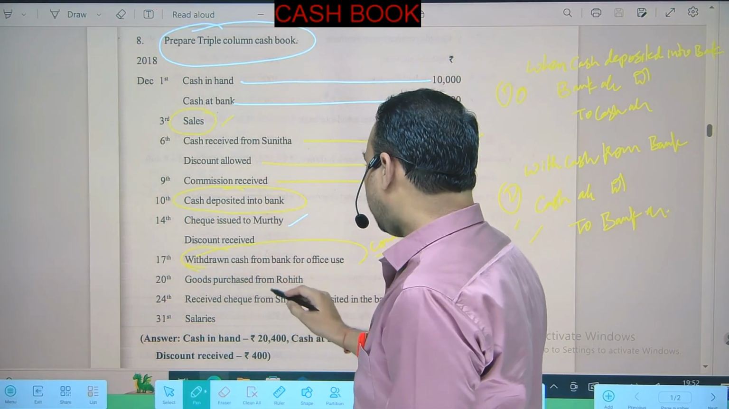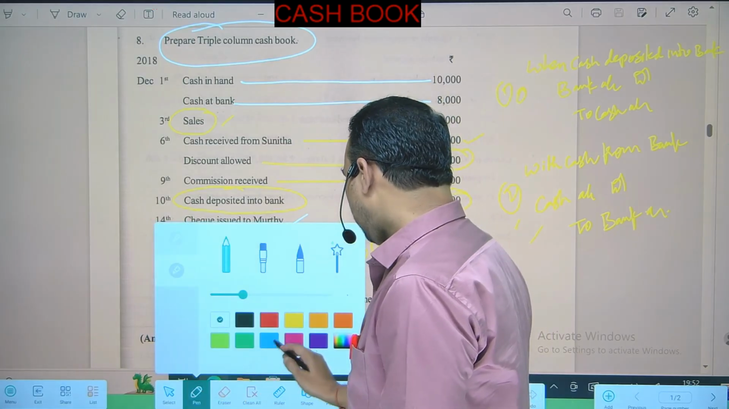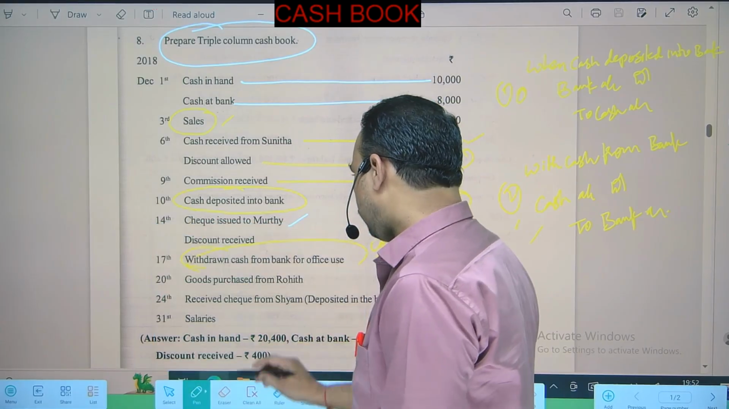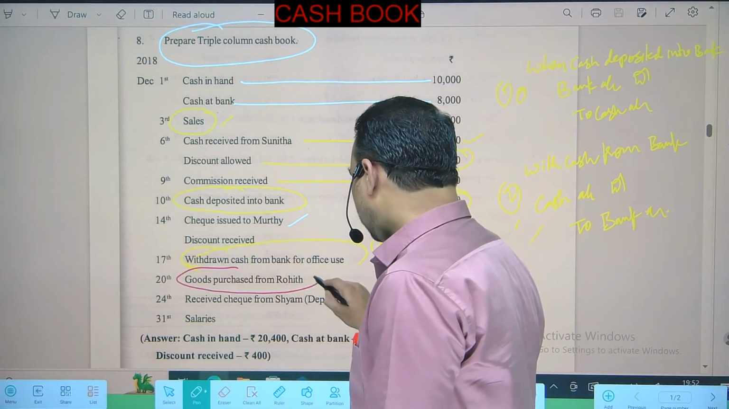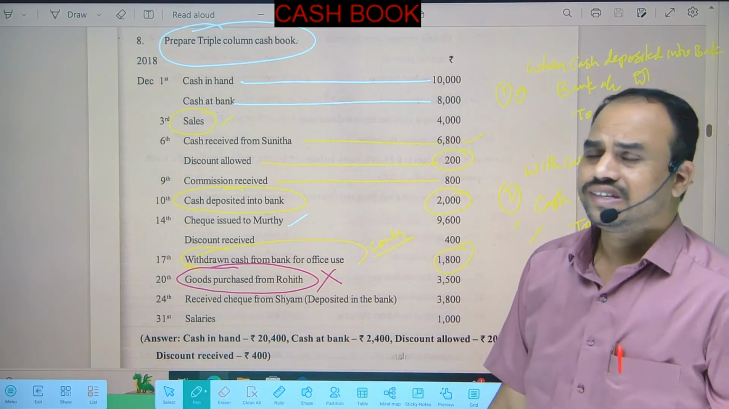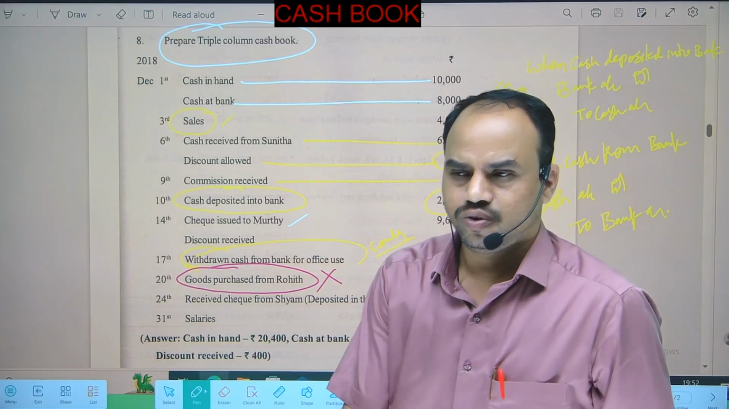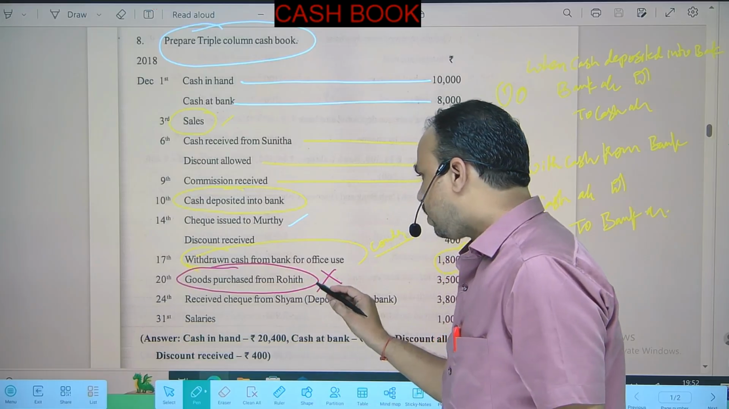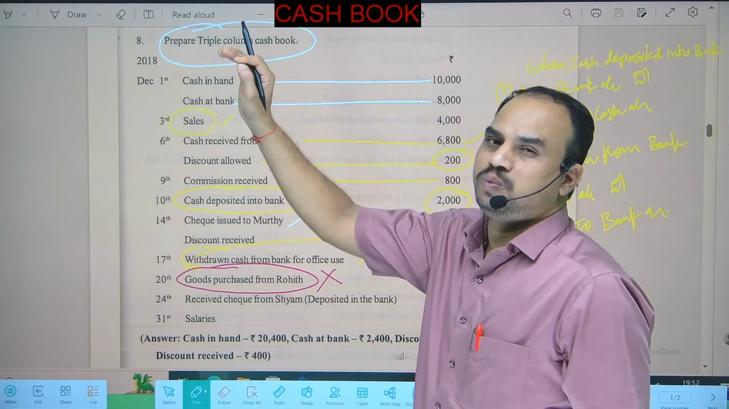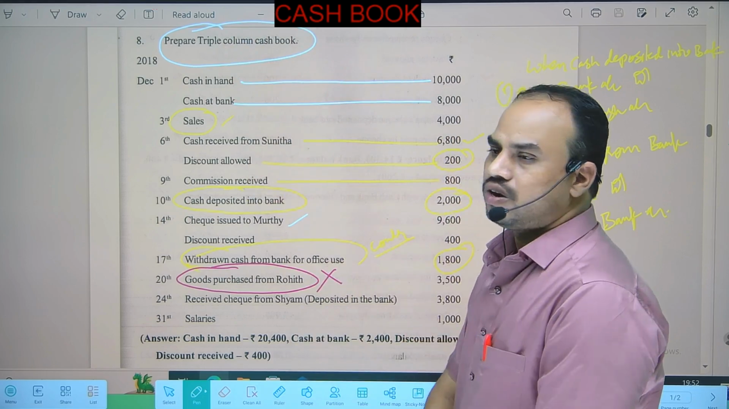Goods purchased from Rohit, very very important. Goods purchased from Rohit we will not write here because it is a credit transaction. We bought goods from Rohit but did not give cash. We will record this one in the purchase book, not here, so we will not record this one.